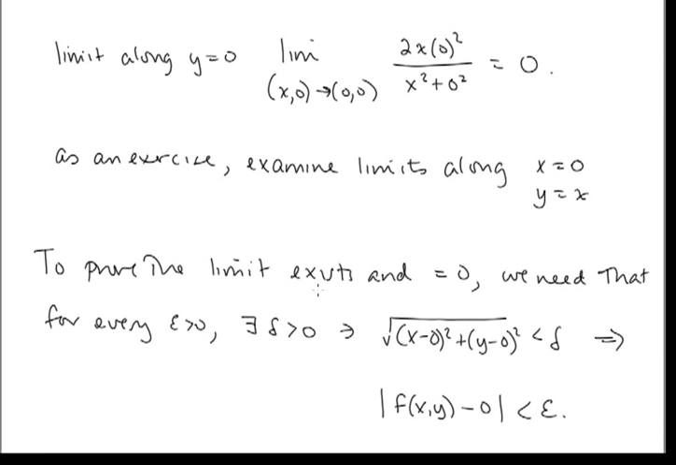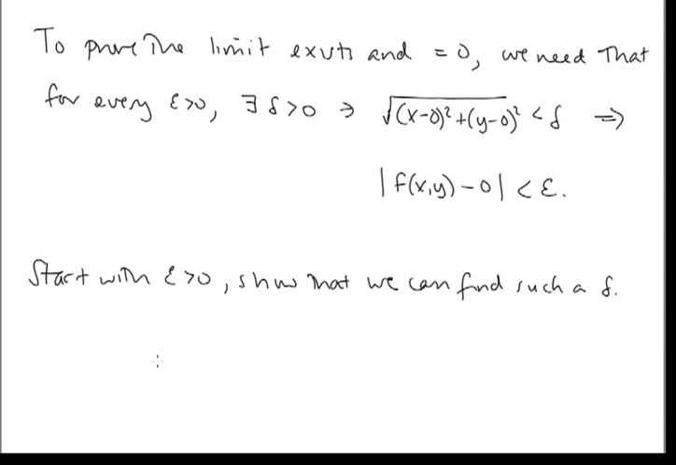To prove that the limit exists and equals 0, we need that for every epsilon greater than 0, there exists a delta greater than 0 such that the distance between (x,y) and (0,0) less than delta gives us the absolute value of f(x,y) minus 0 less than epsilon. Right? This is the epsilon-delta definition of the limit. So we need to start with epsilon greater than 0 and show that we can find such a delta.